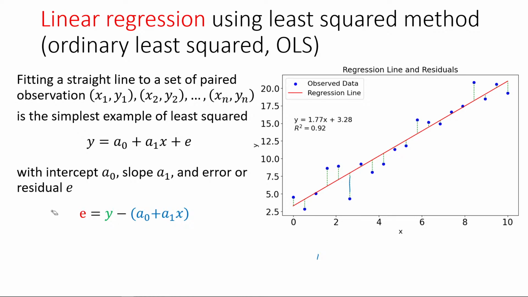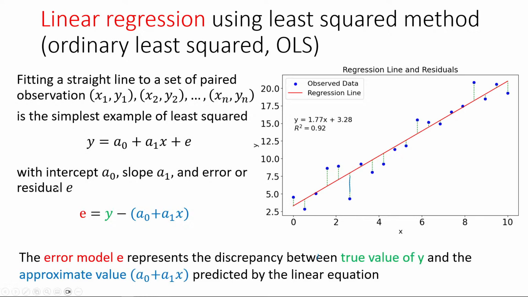So that could be my model, and this is the error model. E represents the discrepancy between the true value of y and the approximate value predicted by the linear equation. So that's the true value here, and that is the value predicted by the model here. And again, this definition is good whether you are doing linear or nonlinear regression.